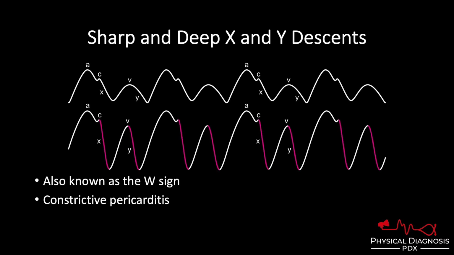Some patients with constrictive pericarditis also develop a sharp and deep X descent in addition to the Y. And it's called the W sign because if you trace this out, it looks like a W. Why some subset of patients with constriction develop both a sharp and deep X and Y rather than just Friedrich sign, unclear, but some of them do. And this is a finding that's more specific for constriction.